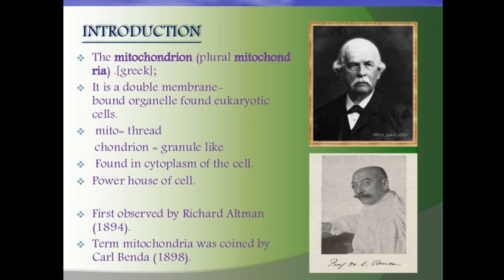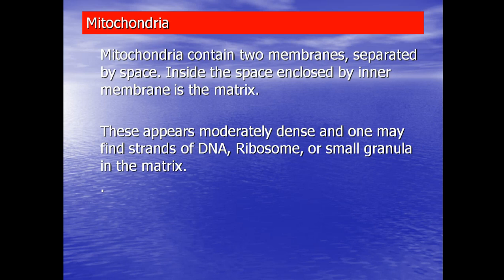This was first observed by Richard Altmann, and the term mitochondria was coined by Carl Benda in 1898. The literal meaning is: mito means thread, chondrion means granule-like. Granule-like threads, that's the literal meaning of the mitochondria, which are found in the cytoplasm.